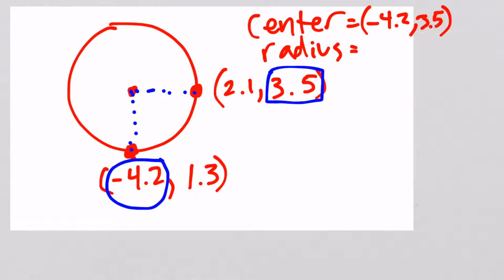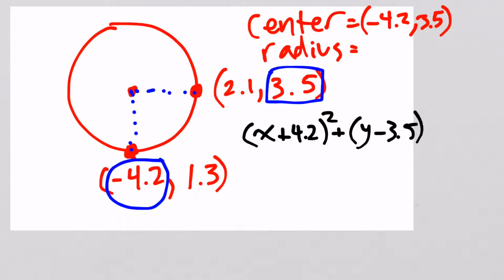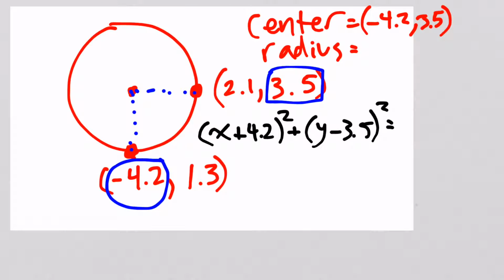And so we've got the x and y values of the center, which means I can start writing my equation. x minus the x value, so x minus negative 4.2 is (x + 4.2) squared, plus (y minus the y value of 3.5) squared equals our radius squared. So all we need to do now is figure out what our radius is.